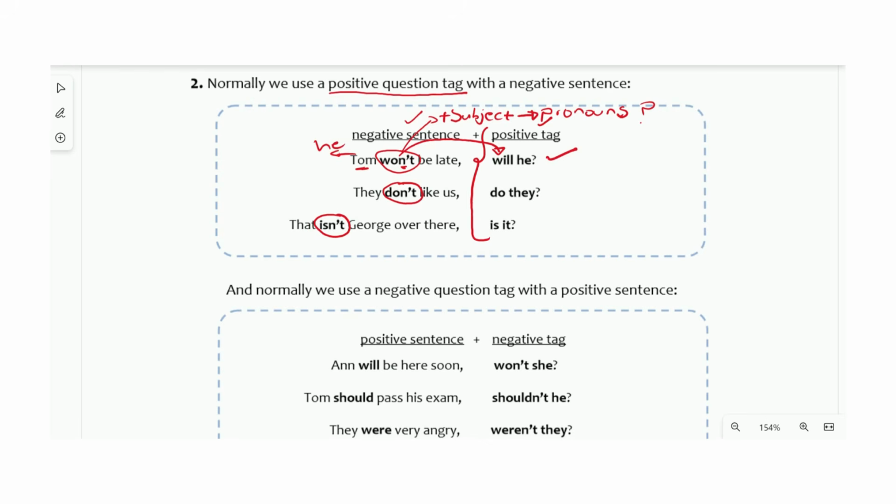Another statement: "They don't like us." Remember, this is a negative, so we have to convert it into a positive. And how do you see that it's a negative? It is contracted with the use of an apostrophe mark.